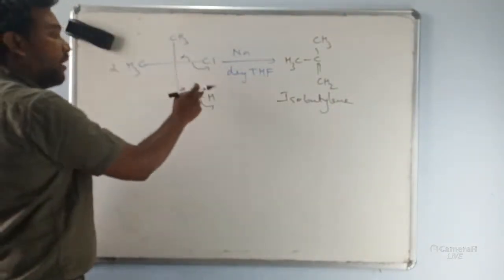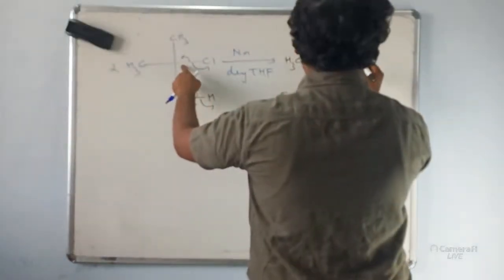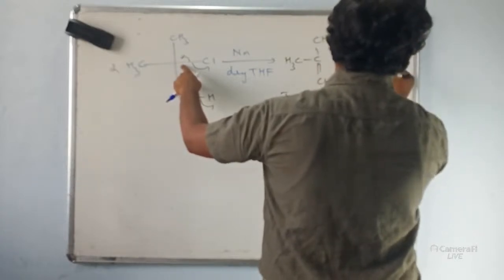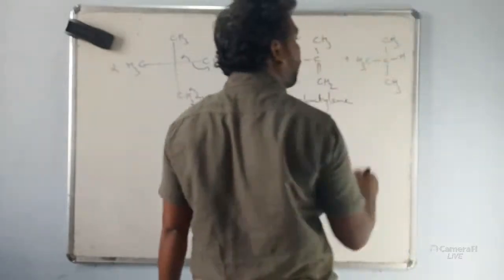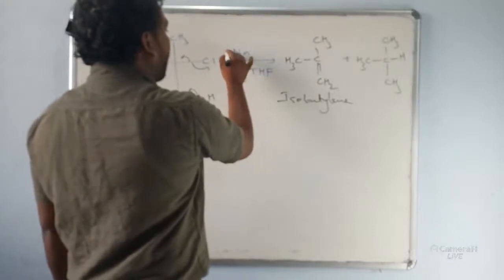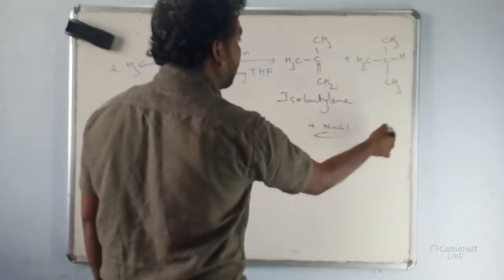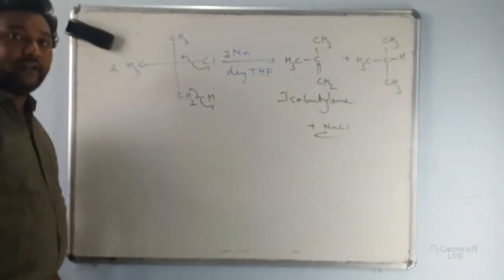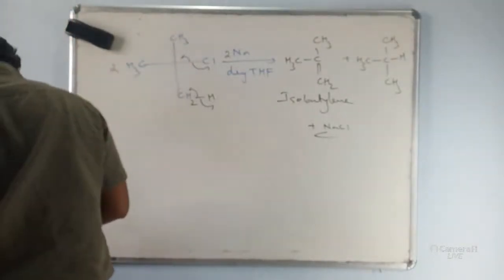In the other mode, the hydrogen radical combines with the tertiary carbon radical, and it results in the formation of isobutane. This also forms isobutane. And what is the other byproduct? That is sodium chloride. Sodium chloride will be formed as another byproduct. This is what happens with the tertiary alkyl halides. Okay? So next, let me tell you some other reactions.